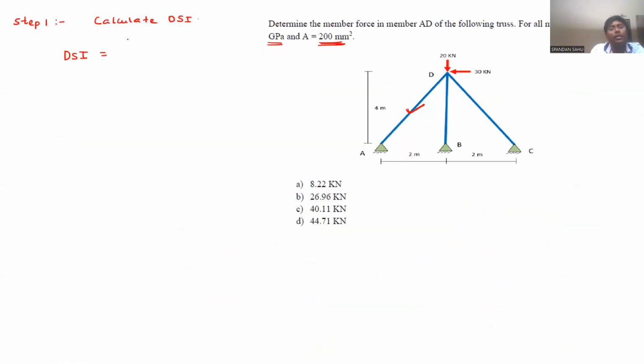Total DSI will be 1. So M plus R minus 2J, that is the formula. So M is 3, reactions are 2 into 3, minus 2 into joints, which are 1, 2, 3, 4. So 9 minus 8, 1. So degree of static indeterminacy is 1.